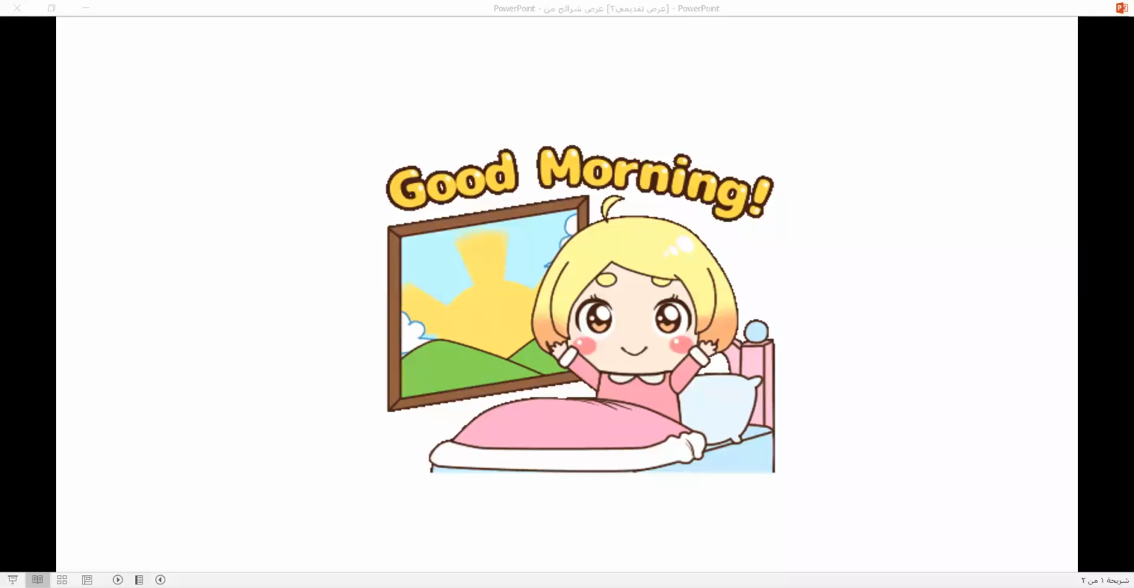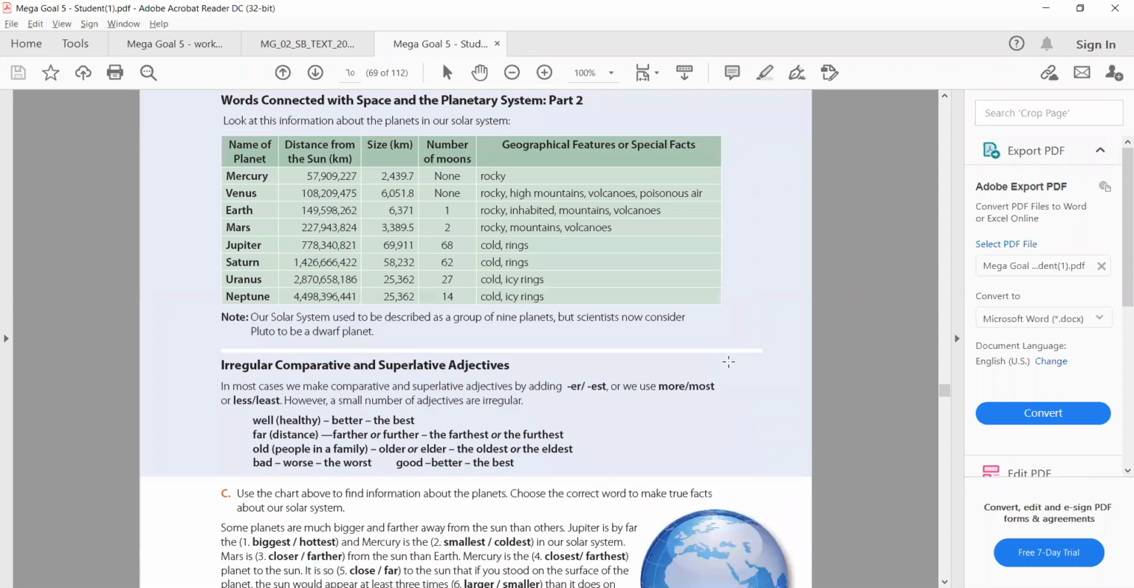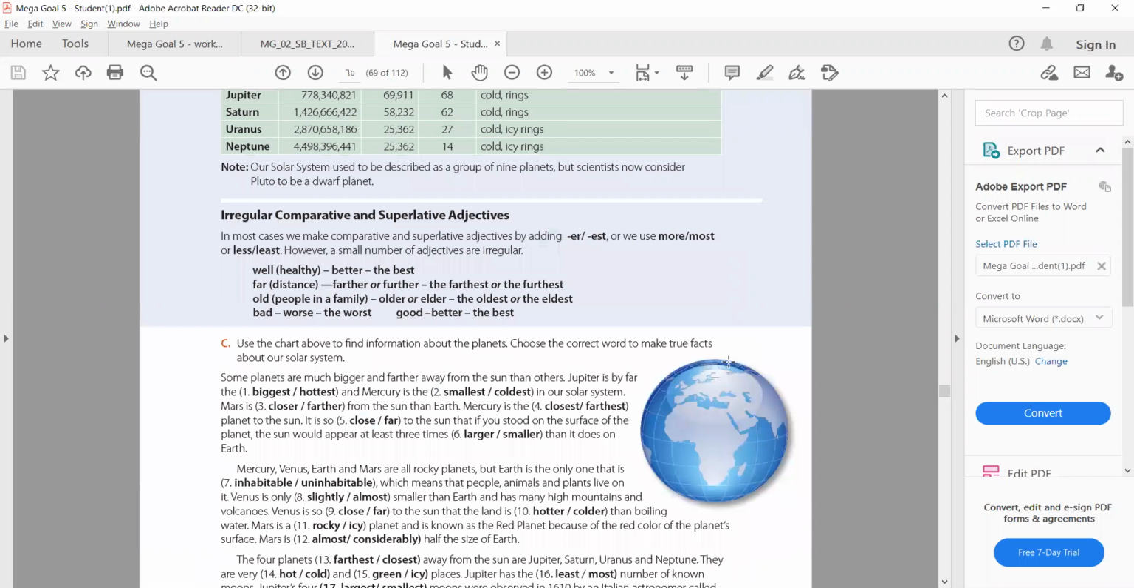Okay, let's start. Today, inshallah, we're going to continue, but I think we stopped in Unit 4. We stopped here. The last thing that we said is how to use the irregular comparative and superlative form.